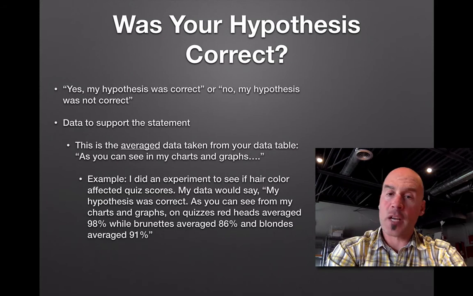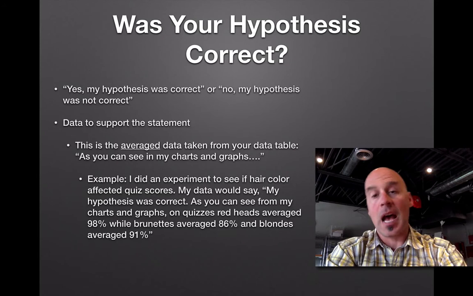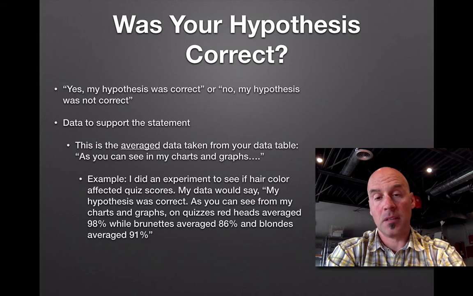As you can see from my charts and graphs, so this is a good way to sort of start that statement. As you can see from my charts and graphs, I did an experiment to see if hair color affected quiz scores. My data would say my hypothesis was correct. As you can see from my charts and graphs, on quizzes, redheads averaged 98%, while brunettes averaged 86%, and blondes averaged 91%. So this is going to be in that hypothesis section of your abstract. And feel free to go ahead and use this format.